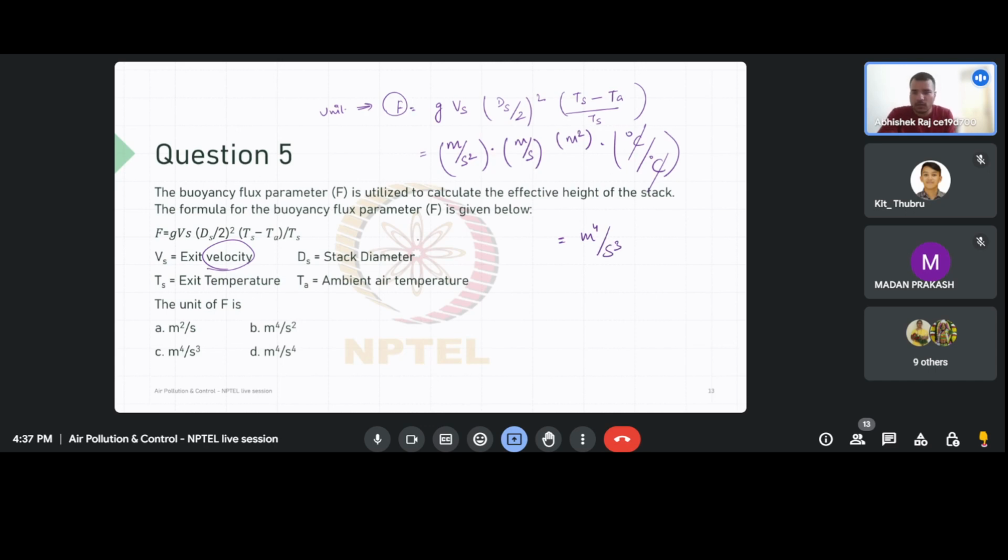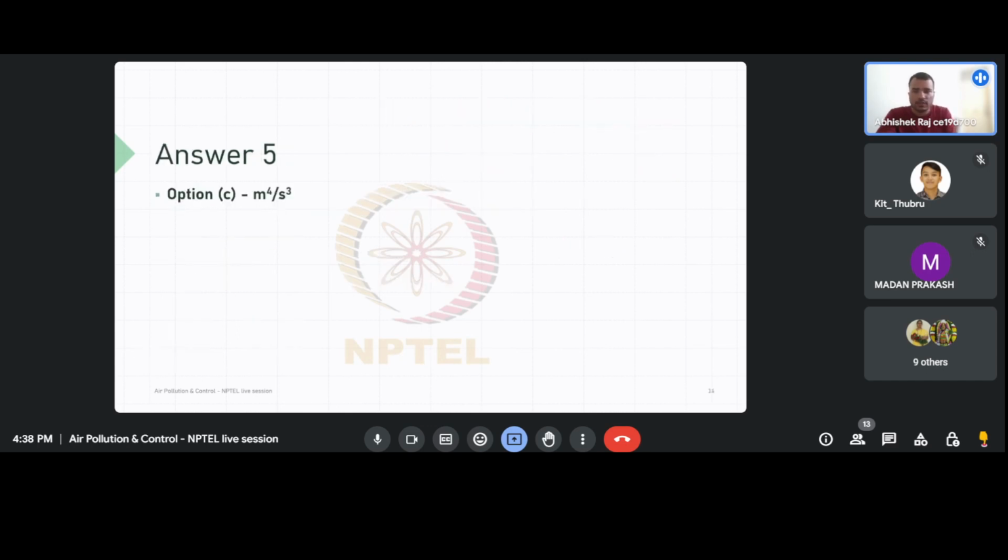So yeah, that will be the answer. That is the unit of F here. F is what? The buoyancy flux parameter. I think almost everyone answered it correctly. So I think it should be clear now for people who did not answer. So meter power 4 by second cube. You can simply put the units of the other variables and get the unit of F. So the correct unit is meter power 4 by second cube.